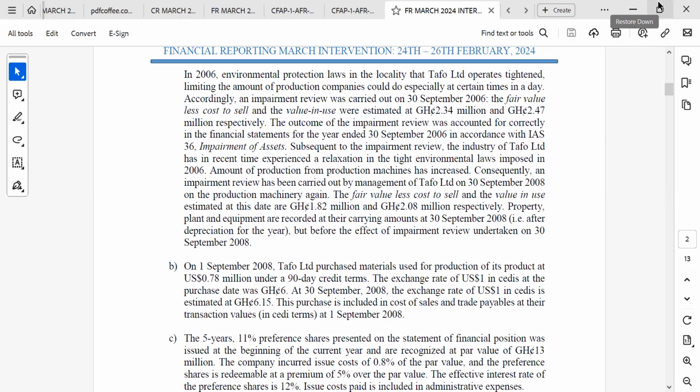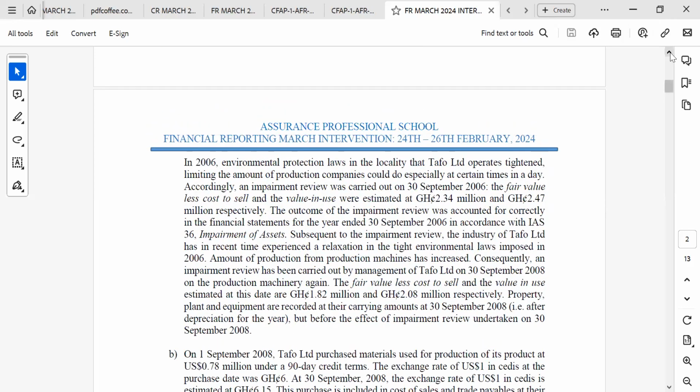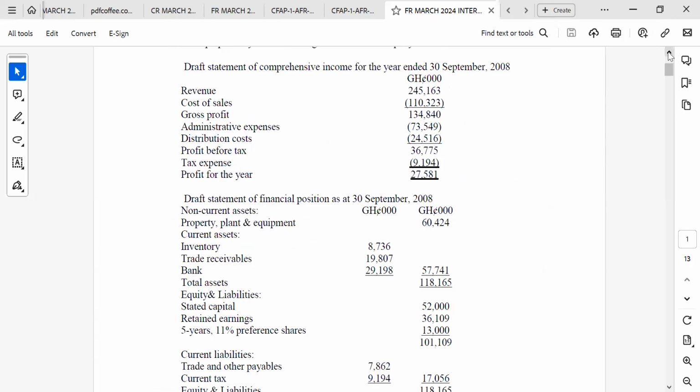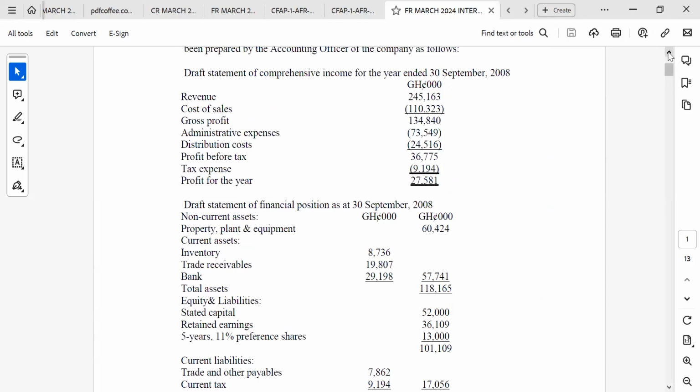The figures are in millions, so I think you should leave the 3 decimal places before we now convert to thousands. If not, we will overstate the figures. Yes, so when you multiply 0.78 by 6.15, you are getting 4.797. So we can leave it like that before you multiply by the thousands. Shouldn't we convert it into 4.8 before we multiply by 1,000?